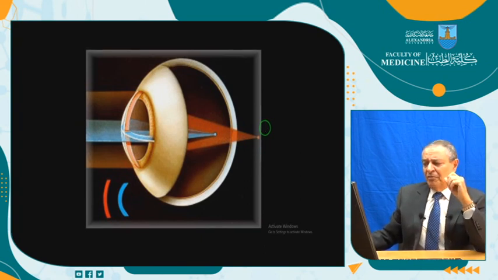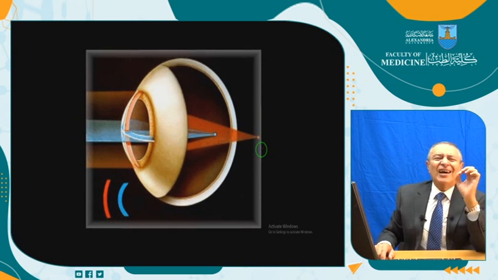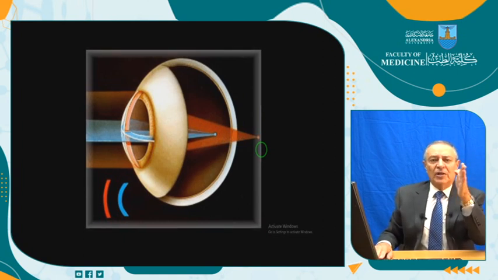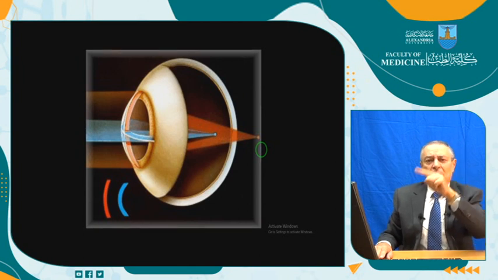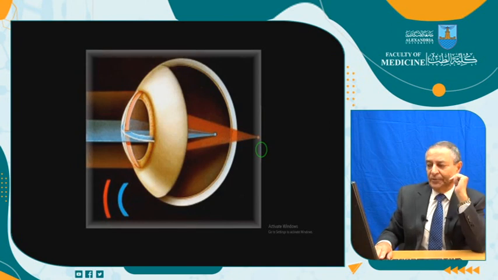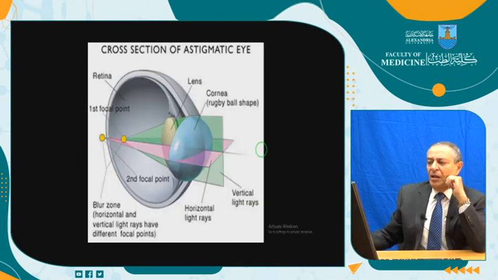We have seen so many types of astigmatism. Don't bother yourself. The main issue is that the rays are not focused in one point but into two lines. These two lines can be both in front of the retina, one on the retina and one in front, one on the retina and one behind, or both of them behind. This is the astigmatic eye, one in front and one behind.